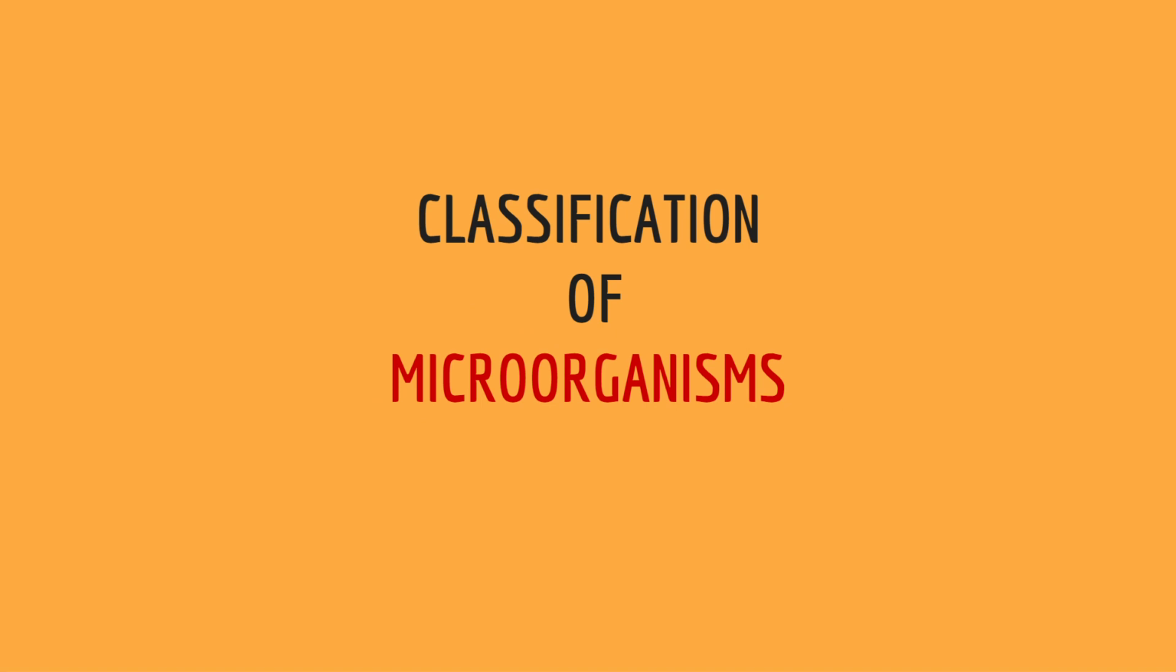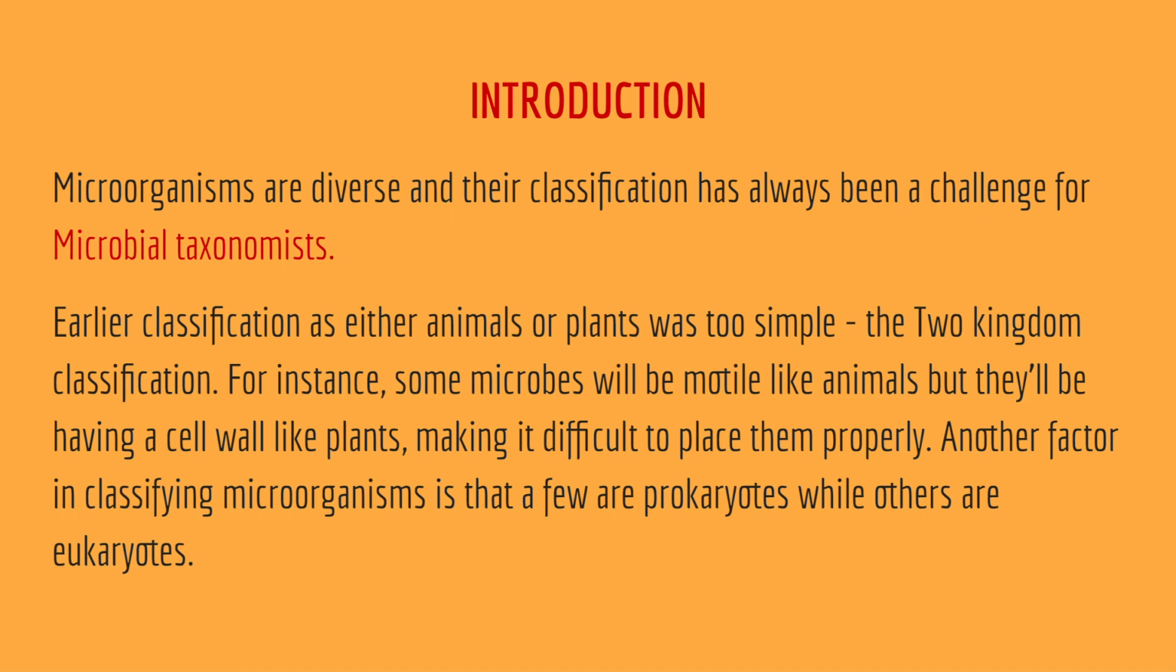Our topic for today is classification of microorganisms. Let's begin. Taxonomists are those biologists that group organisms into different categories. It was a challenging task for taxonomists to classify microorganisms as they are highly diverse. The most primitive classification of organisms divided them into plant and animal kingdoms. That proved to be ineffective because some microbes are motile but they have cell wall like plants. Also, some are prokaryotes and the others are eukaryotes.